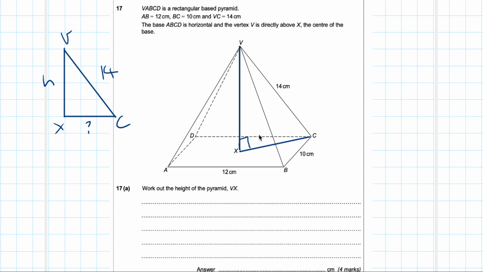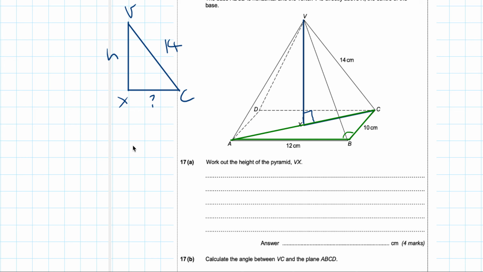So what we can do though, to find XC, is see that there's another triangle we can use. We know that XC forms part of a bigger line, which is AC. And this also forms a right angle triangle between AC, CB, and AB. Now we know that this is a right angle because it's a rectangular base pyramid, which means that it's a rectangle at the bottom, so all the sides at the bottom are 90 degrees. So here we have a second triangle, which is as follows.